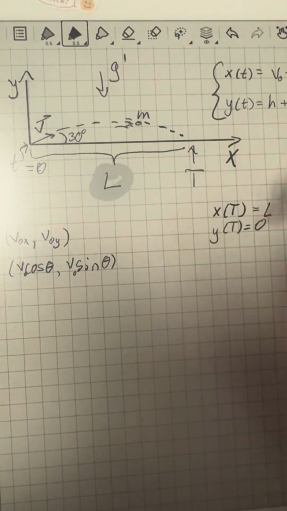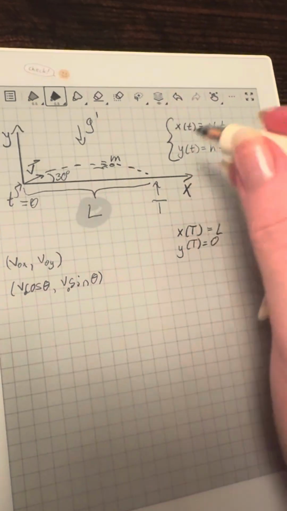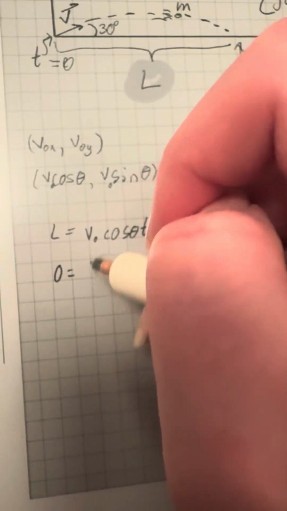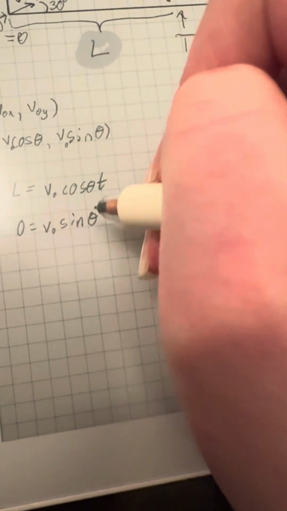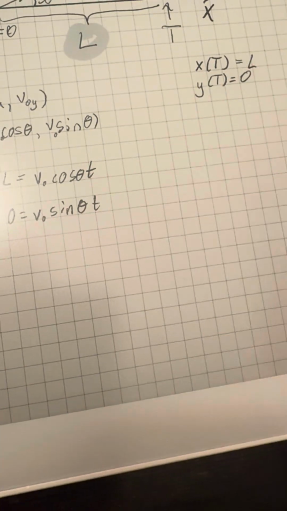Now the steps. We have, okay, the process. We will set the two x's equal to each other and the two y's equal to each other. So we will have that L is equal to V0 cos theta t, and 0 is equal to, well, h, which is 0, so not gonna write it, V0 sin theta, still t, minus g t squared over 2.